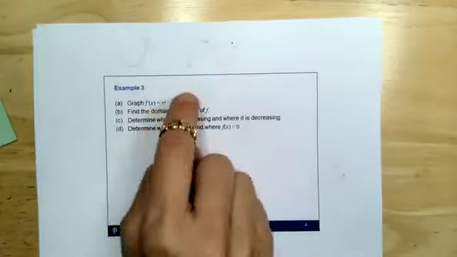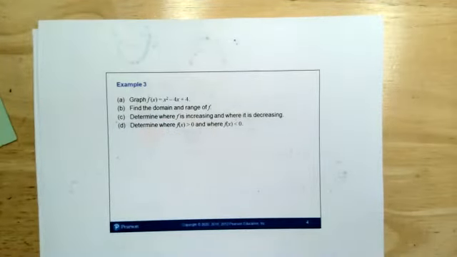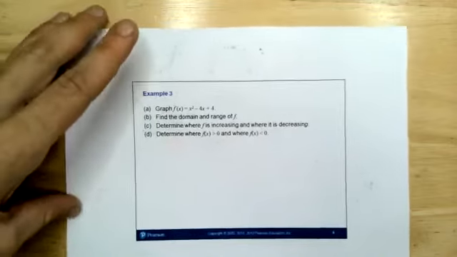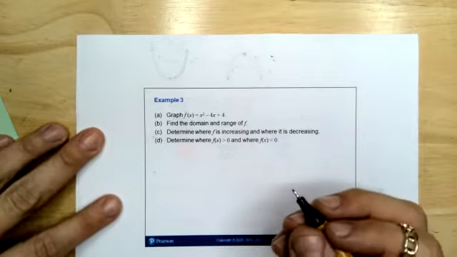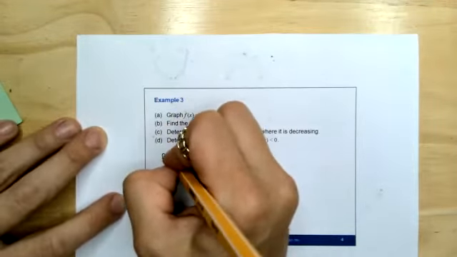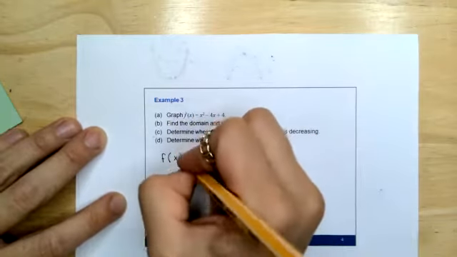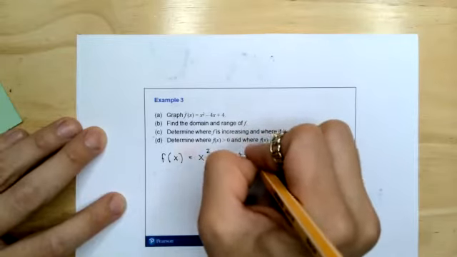All right, example 3 asks us to do the same. So we're going to graph it. We're going to find the domain and the range of it. We're going to determine where it's increasing and where it's decreasing, where it's above the x-axis and where it's below the x-axis. Our quadratic equation is f of x equals x squared minus 4x plus 4. Don't worry, that last one was the only hard one.